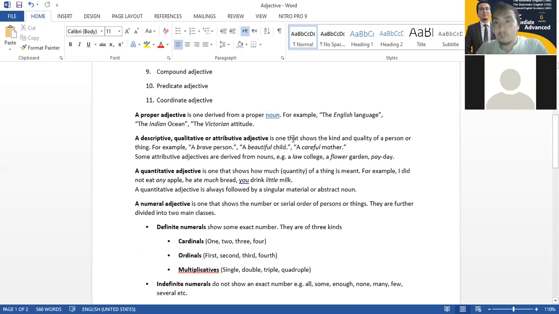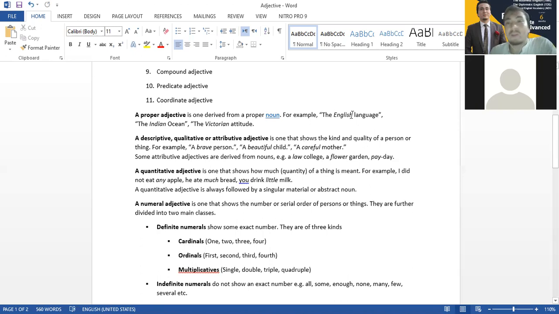Now you heard about the proper noun. What is a proper noun? That indicates the special name. So this is also taken from the proper noun. When you mention the quality of anything and that quality is referring to the special names, that is called a proper adjective. For example, I would say English language.